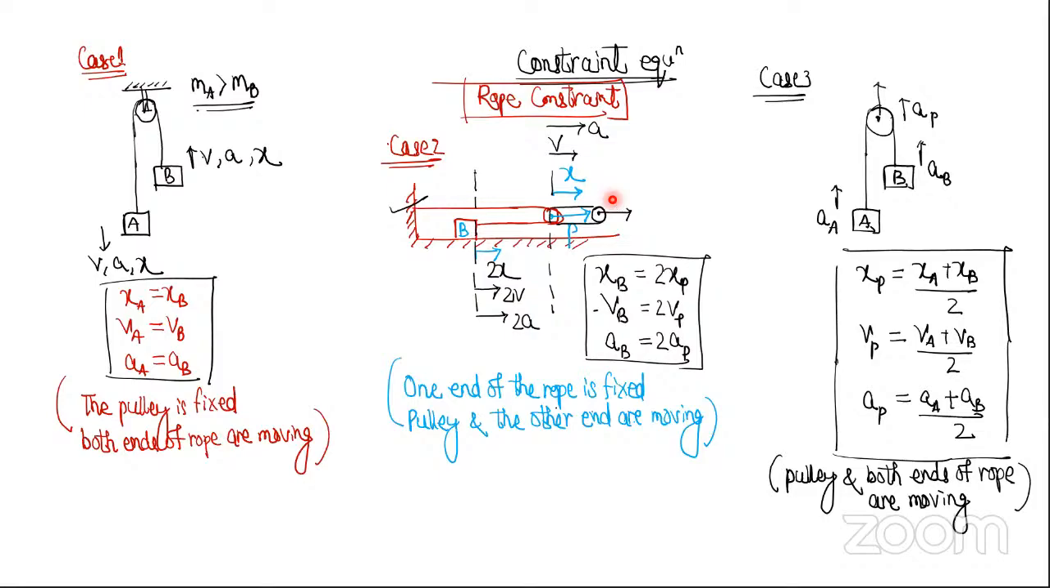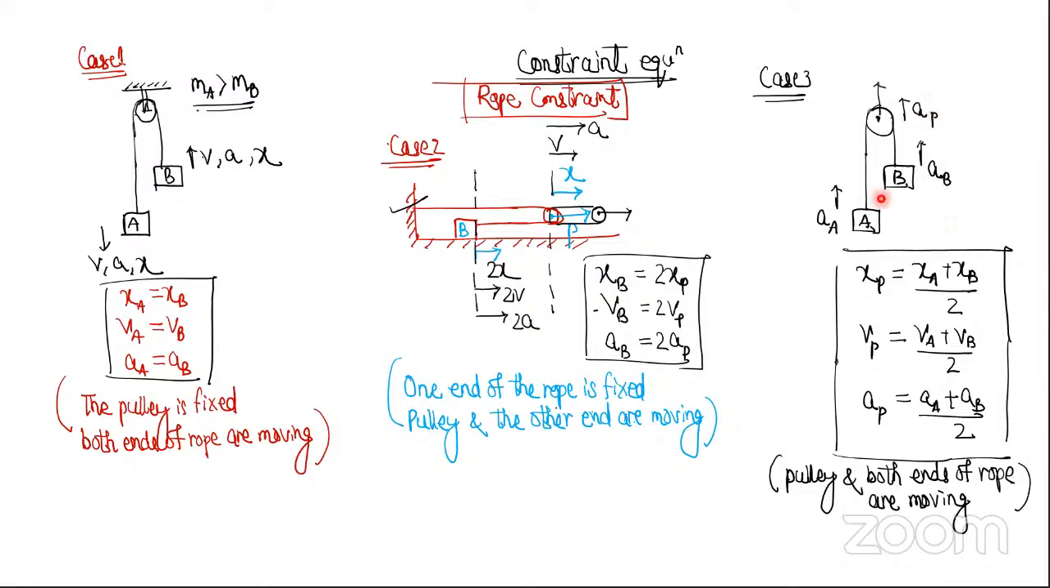Okay. If P moves by X, how much will B move? 2x. Now the Ulta question. If B moves by X, how much will P move? X by 2. So like that also you can do. In a question, you can write block is moving with A, and then you can write down pulley is moving with A by 2. That's perfectly all right. So like that you think.